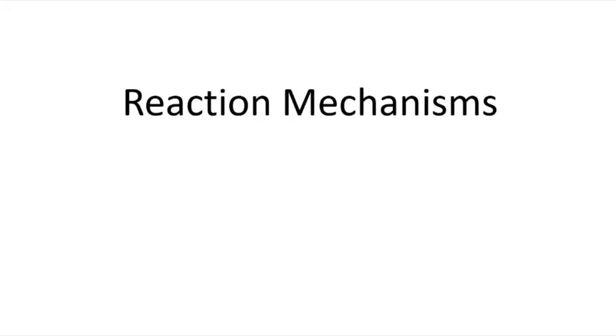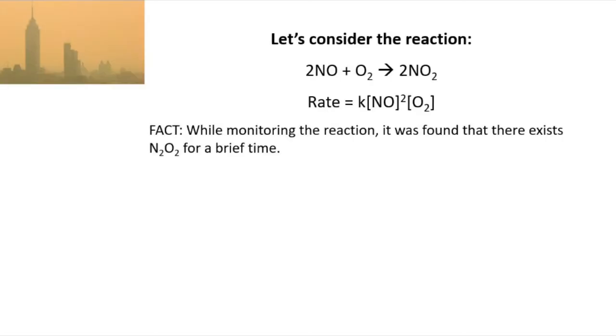Let's talk about the mechanism of a chemical reaction. So if we consider this reaction where two molecules of NO react with oxygen to form two NO2s, this is a really common atmospheric reaction that happens when nitric oxide emissions from cars interact with oxygen in the atmosphere. We have found that the rate law for that reaction is rate = k[NO]^2[O2]. So we're second order in NO and first order in O2.